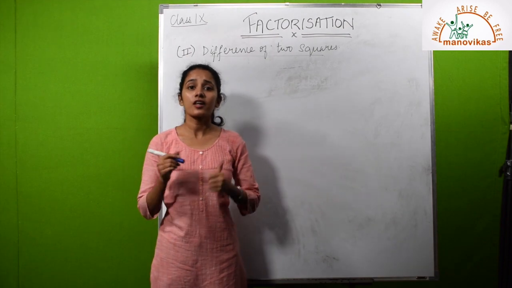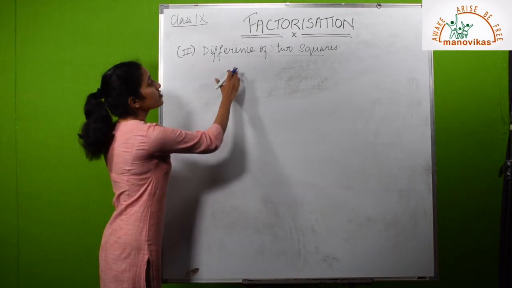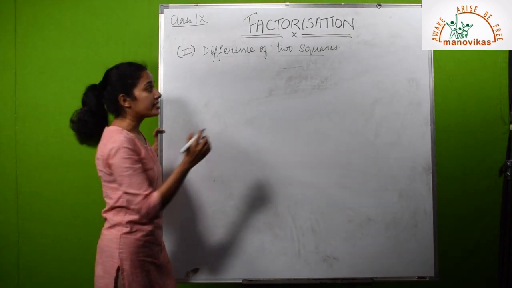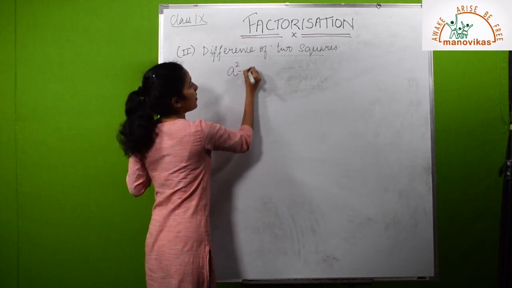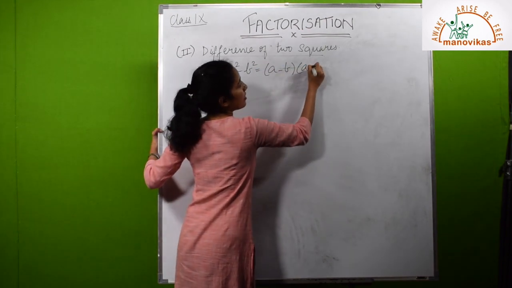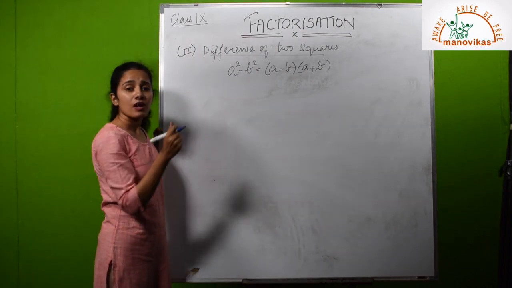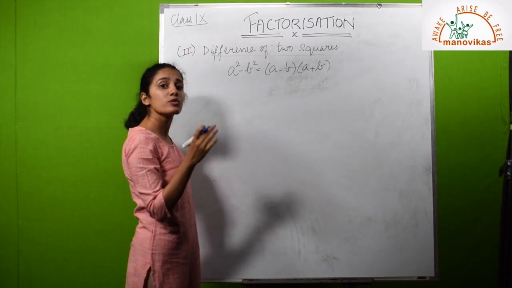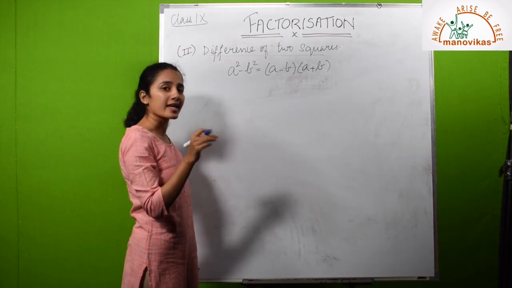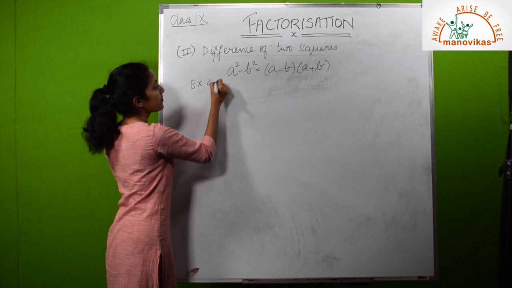The next method is difference of two squares. Note that taking out a common factor and grouping, we consider it as 1. Now difference of two squares, we make use of the identity: a square minus b square is equal to a minus b and a plus b. This method is used when in an algebraic expression there are a minimum of two square terms wherein one has a negative sign. Let us take a very simple example from exercise 4b.